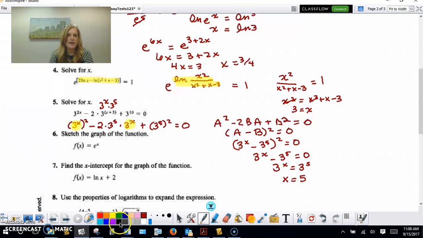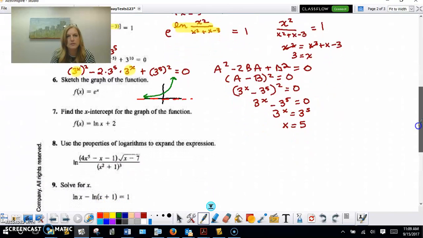All right, sketching graphs. This is just, hey, you have a parent graph. Please know what they look like. E to the x has a horizontal asymptote on the x-axis and is simply exponential growth. And so it comes in, comes across, and grows exponentially. So fairly straightforward. Just know what the parent graph is.